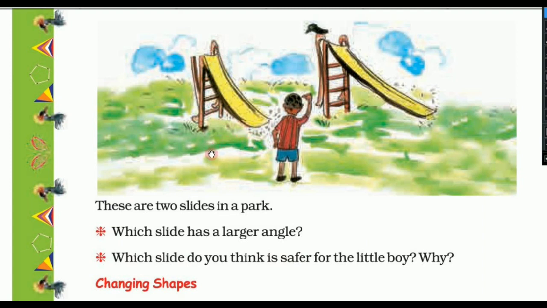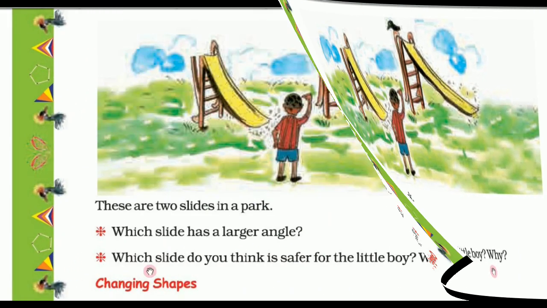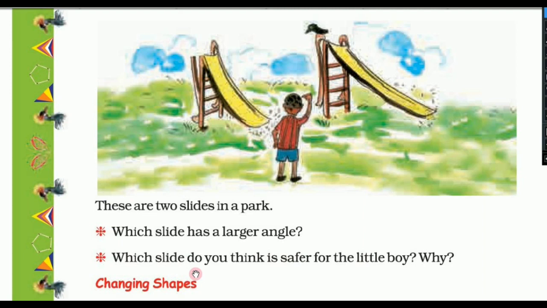As slide 1 has a larger angle and is steeper than slide 2, there will be more chances for the boy to get hurt while sliding on it. So which slide do you think is safer for the little boy? Why? Slide 2 would be safer for the little boy than slide 1 because its angle is smaller than the other slide. So slide number 2 is safer for the little boy.